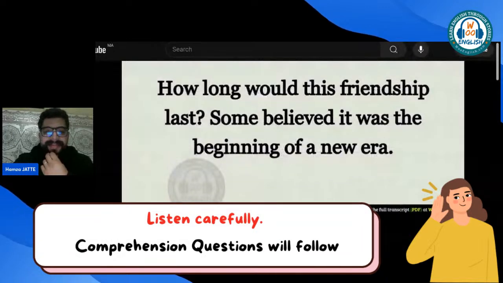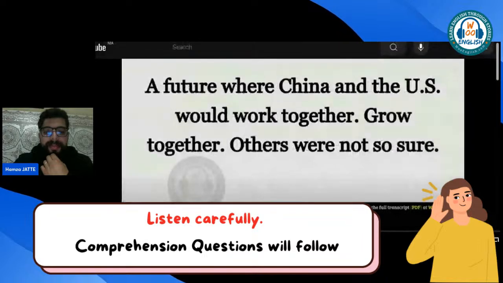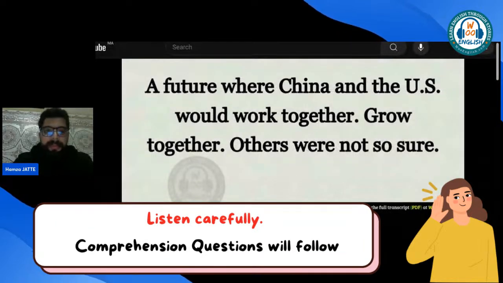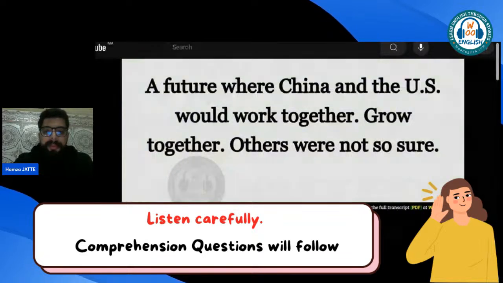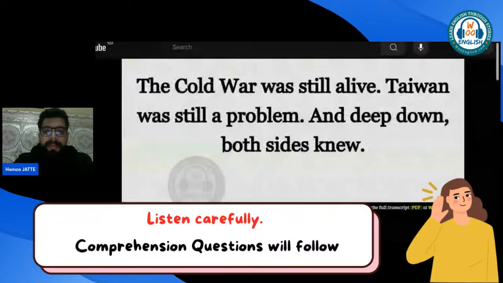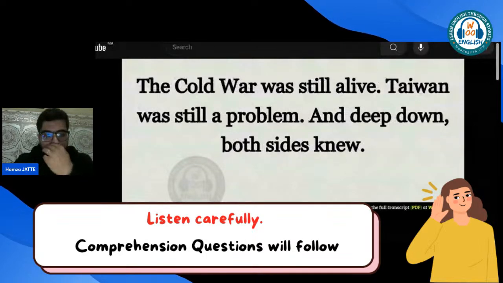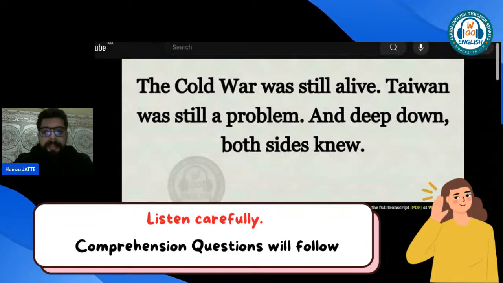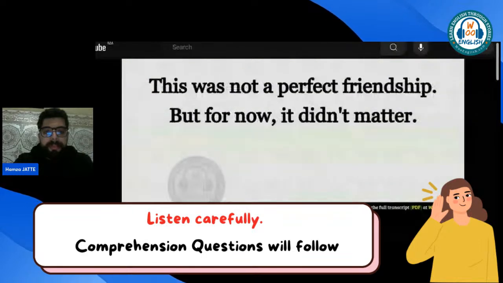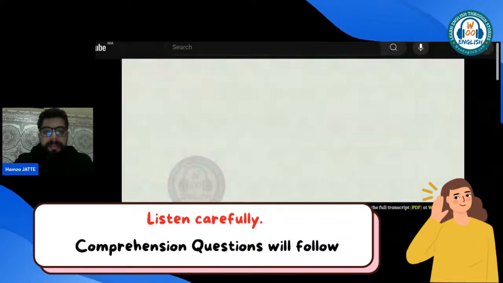Some believed it was the beginning of a new era, a future where China and the US would work together, grow together. Others were not so sure. The Cold War was still alive. Taiwan was still a problem. And deep down, both sides knew. This was not a perfect friendship. But for now, it didn't matter.